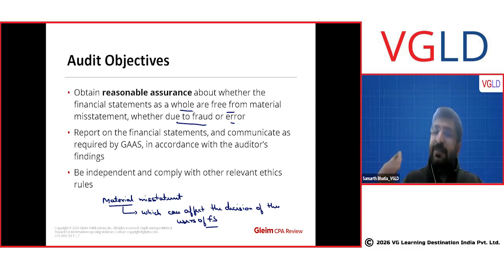Some of the items can be material, some of the items can be immaterial. If this item is wrong, I cannot take the right decision; if this item is correct, I can take the right decision. So that is a material misstatement. If material items are wrong, that is known as material misstatement. Material misstatement can be based on qualitative or quantitative things.